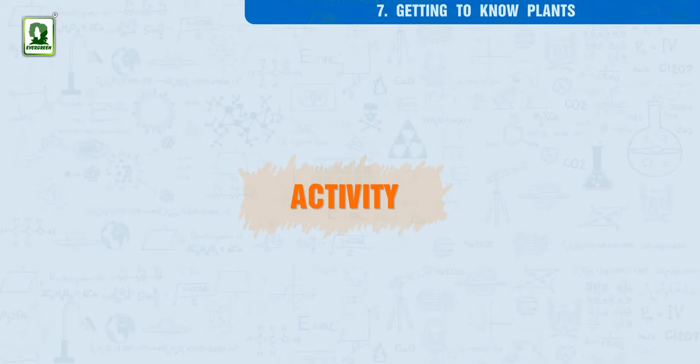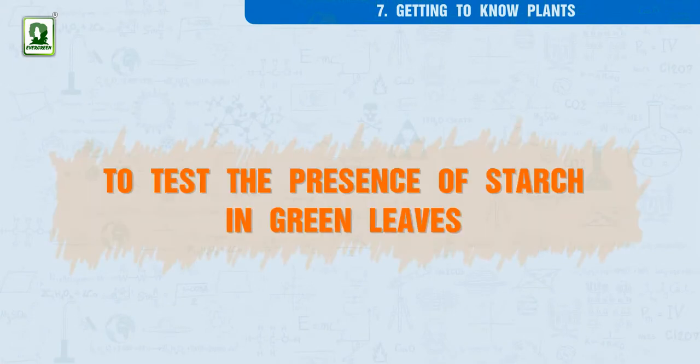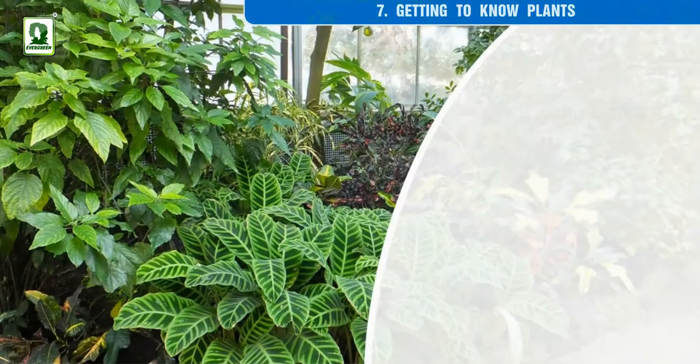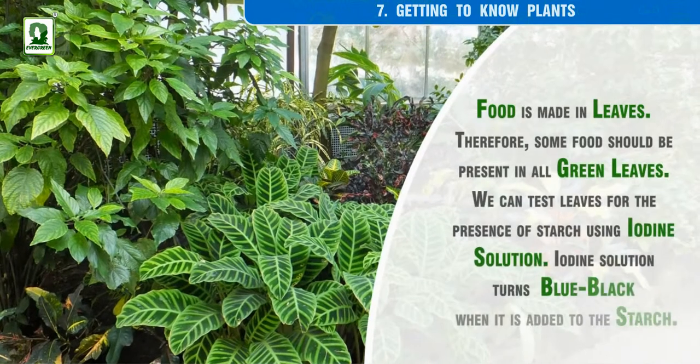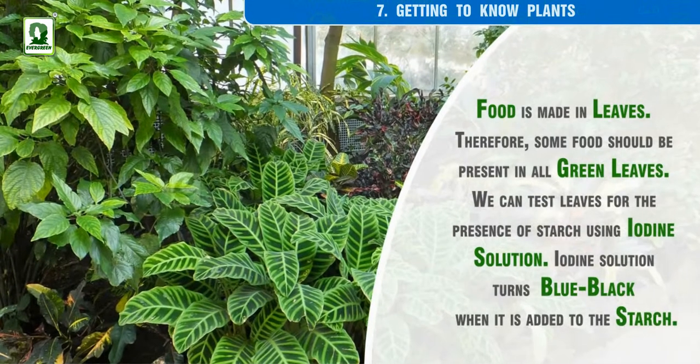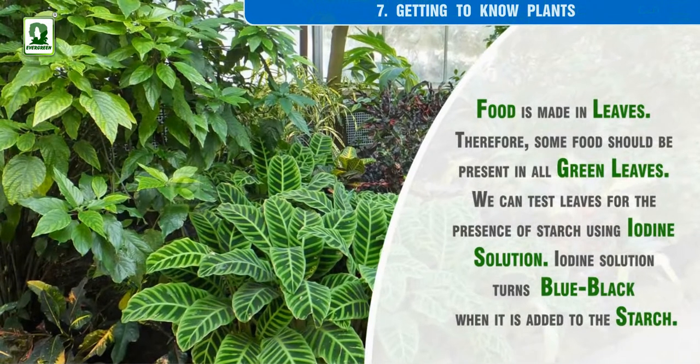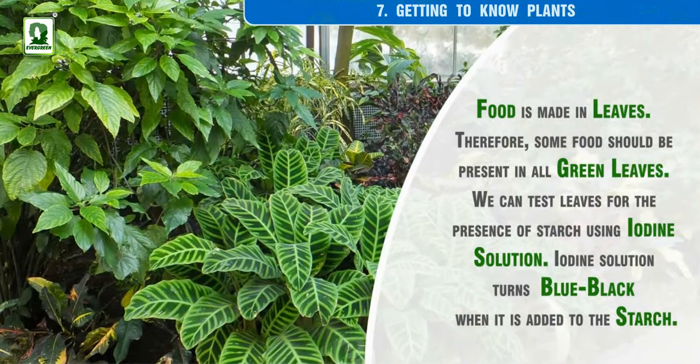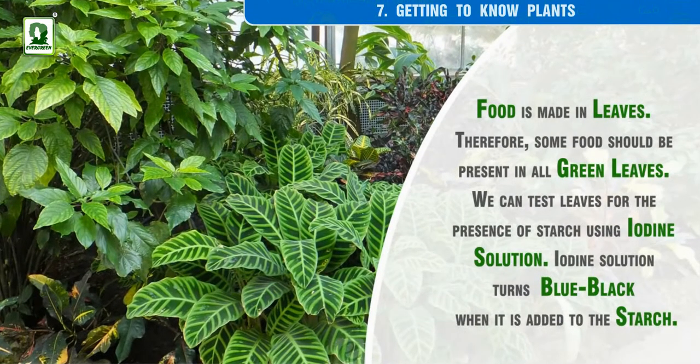Activity: to test the presence of starch in green leaves. Food is made in leaves. Therefore, some food should be present in all green leaves. We can test leaves for the presence of starch using iodine solution. Iodine solution turns blue-black when it is added to starch.